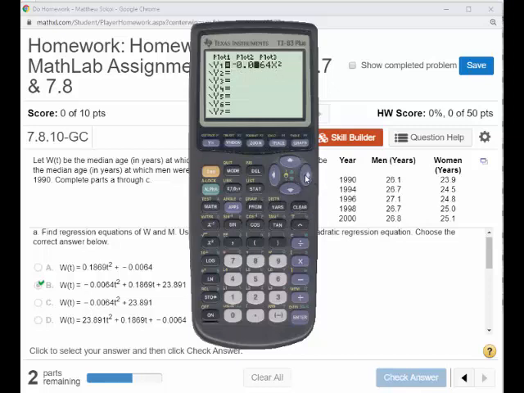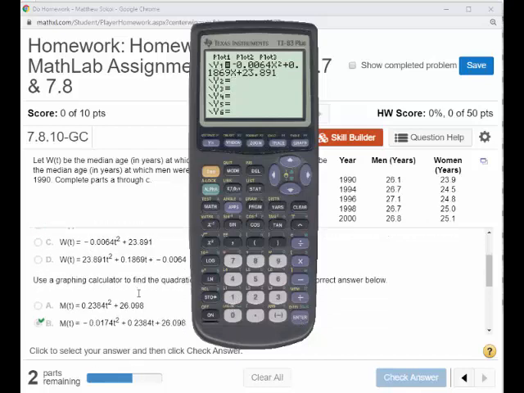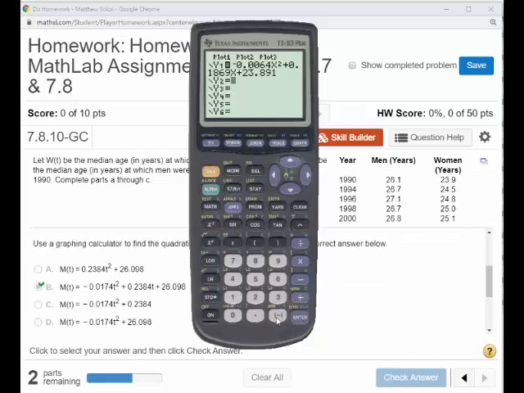Plus 0.1869 x plus 23.891. That's for women. And then you can do the same thing for men: negative 0.0174 x squared plus 0.2384 x plus 26.098.